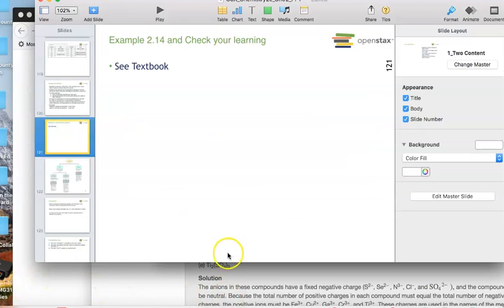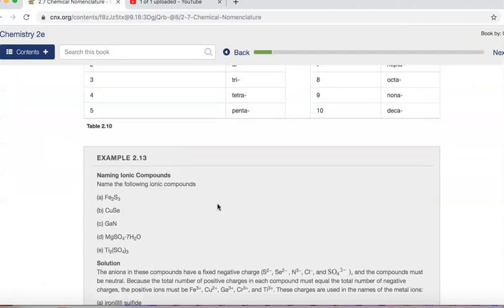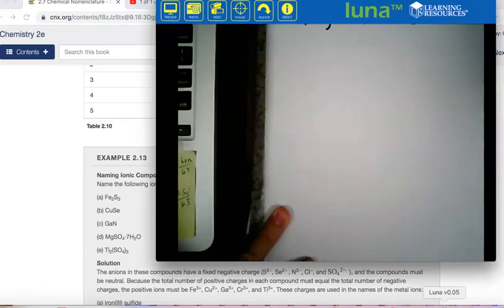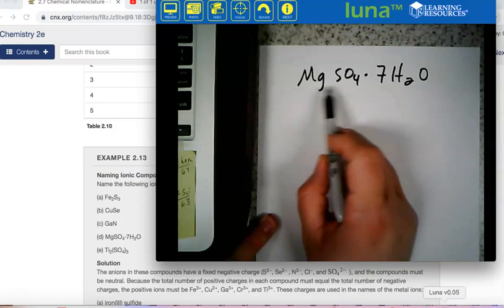All right, so let's look at some examples in your text. We started doing some of these problems, and I stopped because we didn't talk about hydrates yet. So now we're at the point where we can actually name part D. So it's MgSO4·7H2O.